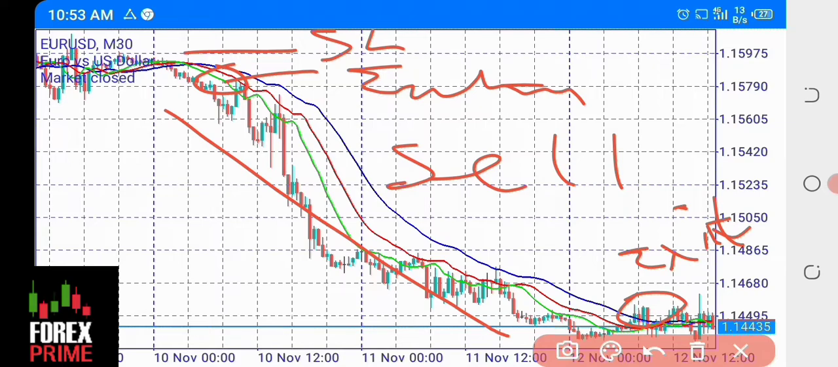So you can see that using the alligator indicator is very easy. Like I said, as a beginner trader, I would encourage you to use this indicator because it will help you make the best out of the market.